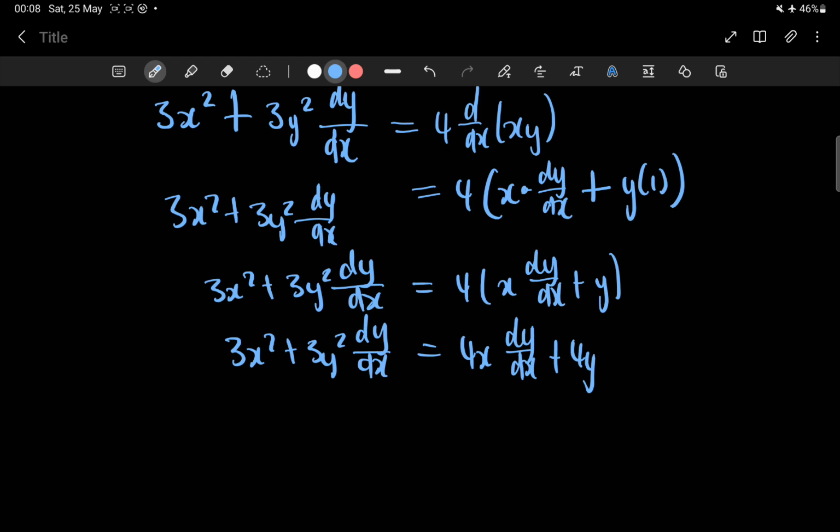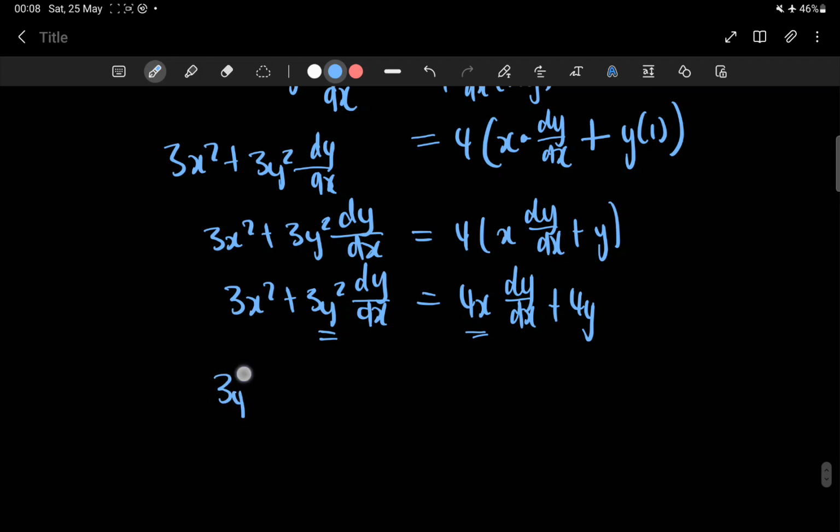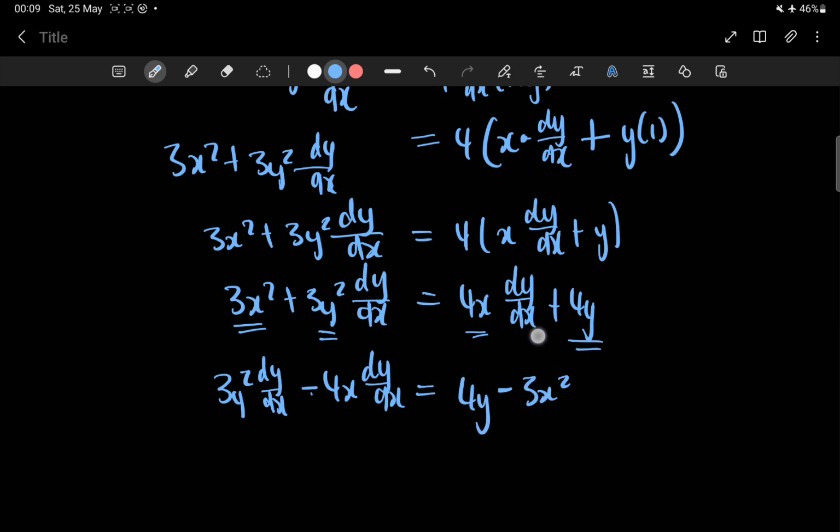And now what I'm going to do is take the things with dy dx to one side. And I can see here I have 3y squared, here I have 4x. So I'm going to take them all to the left. I'm going to now have 3y squared dy dx minus, because 4x comes to the other side, it will subtract, minus 4x dy dx is equal to 3x squared goes to the other side. Here we have 4y, then 3x squared is coming, it will be minus 3x squared.